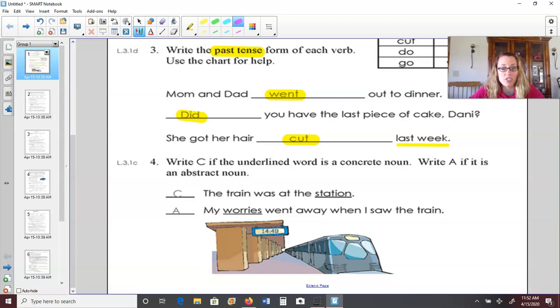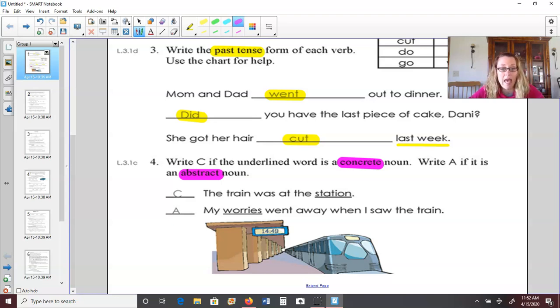All right, number 4, we're going to write C if the underlined word is a concrete noun and A if it is an abstract noun. Remember, concrete stands for a person, place, or thing that we can physically see, feel, touch. An abstract is a noun that is more of a thought or a feeling. It's harder to see, feel, or touch it.